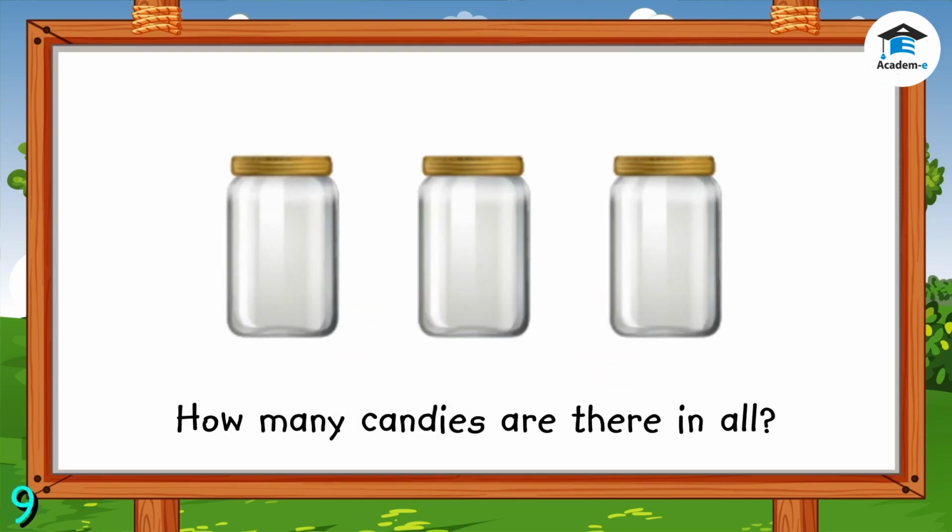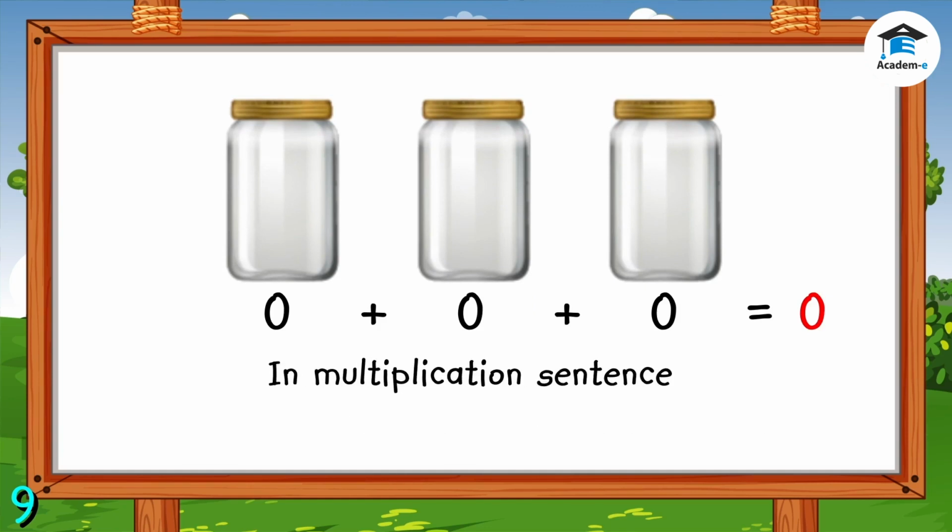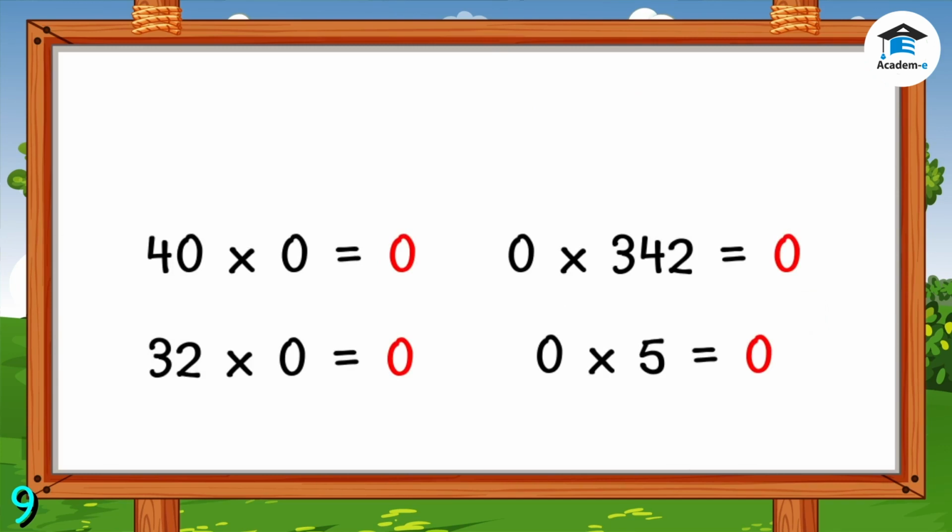How many candies are there in all? 0 plus 0 plus 0 equals 0. In multiplication sentence, we write 3 times 0 equals 0. Here are other examples. 40 times 0 equals 0. 0 times 342 equals 0. 32 times 0 equals 0. 0 times 5 equals 0.